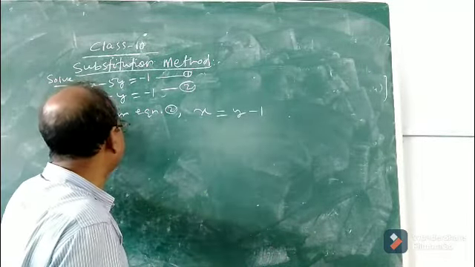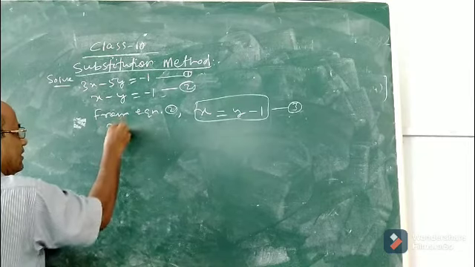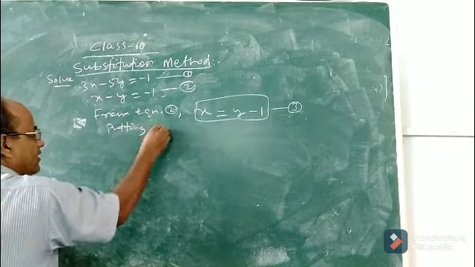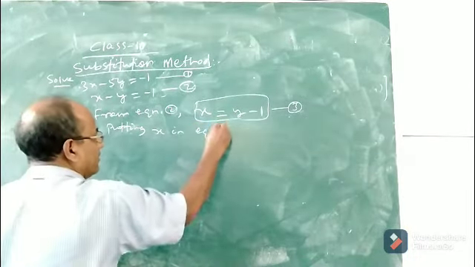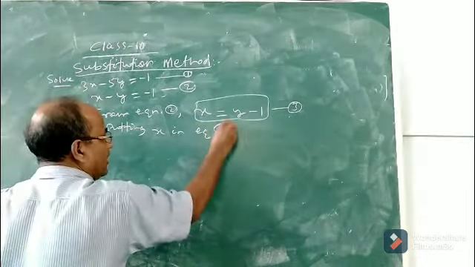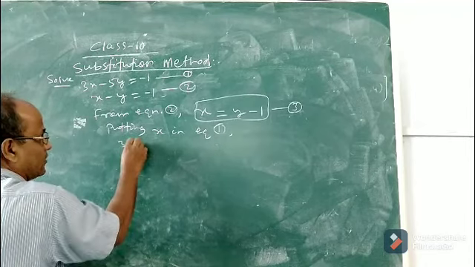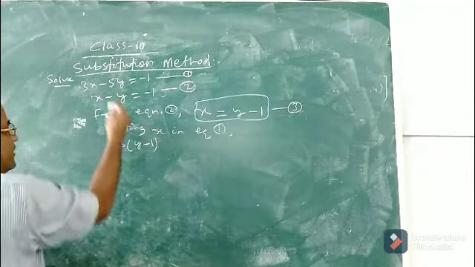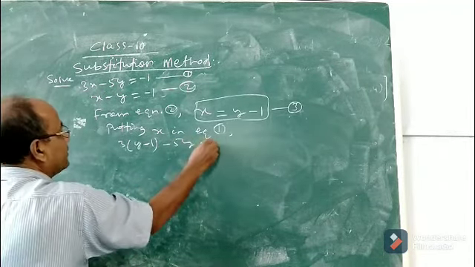Now this value of x must be put in the first equation, because we have expressed x in terms of y from the second equation. So now the next step is you put this value in equation 1. You see, putting x in equation 1, what will we get? What is equation 1? 3x. So in place of x, what will I write? 3 into y minus 1 minus 5y equal to minus 1.